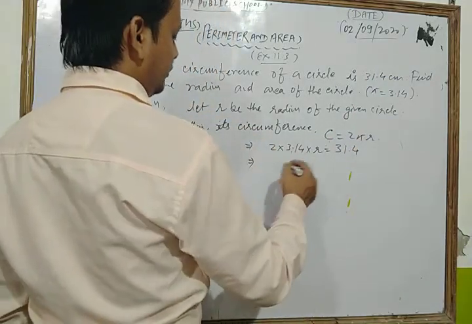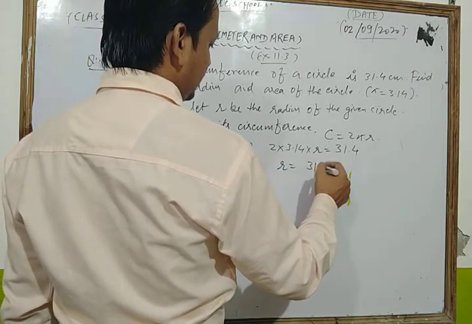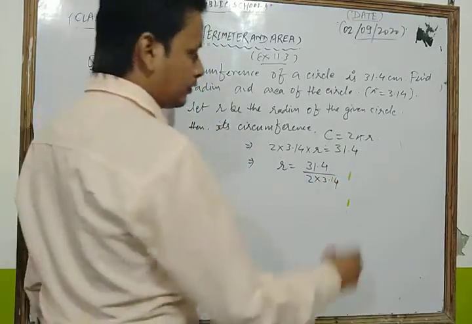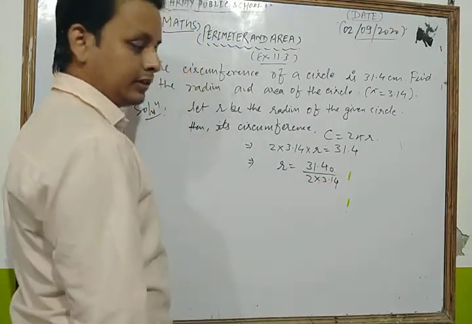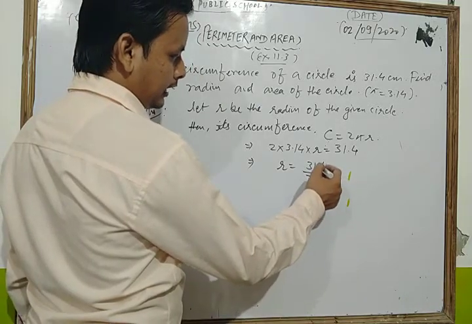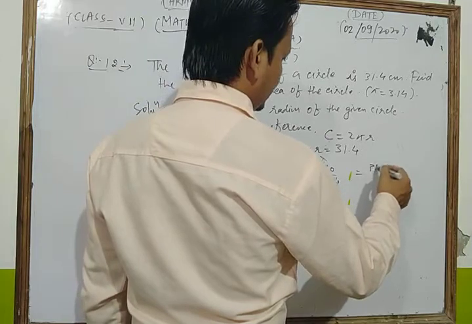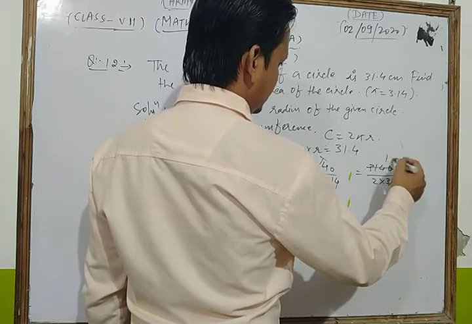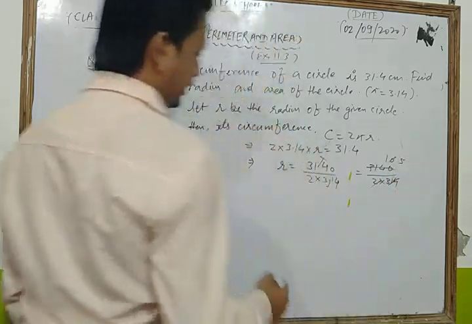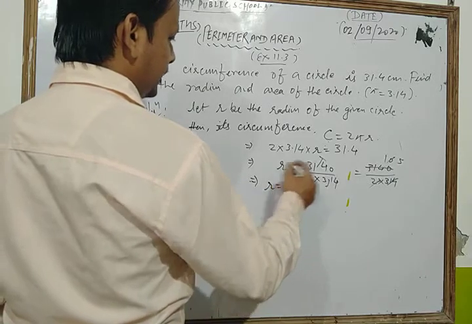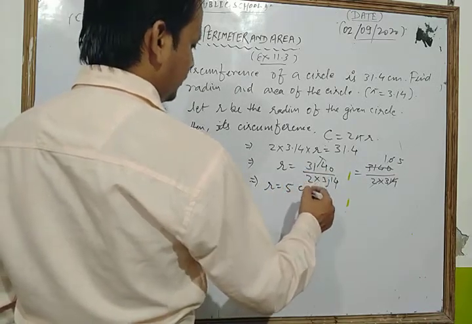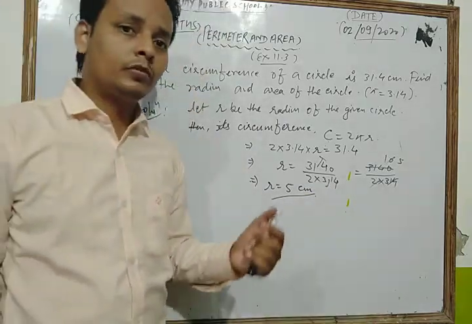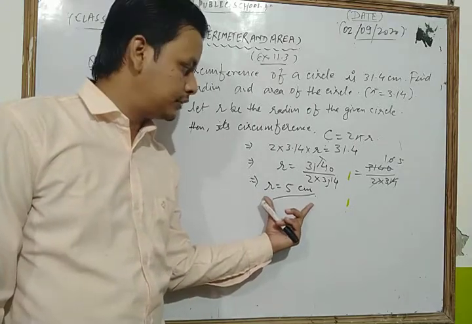Now from here we find the value of r as 31.4 upon 2 into 3.14. Let's see what I do. The decimals cancel each other, so we get 3140 upon 2 into 314. Now the 10s cancel each other. 2 5s are 10. So in this way, dear students, the radius of the given circle is 5 centimeter.